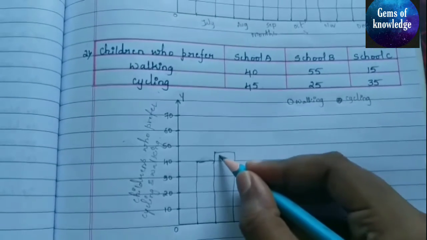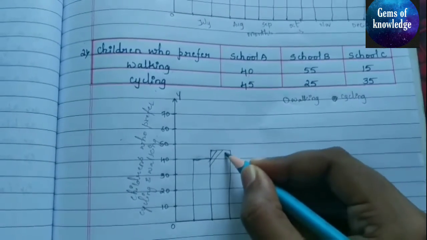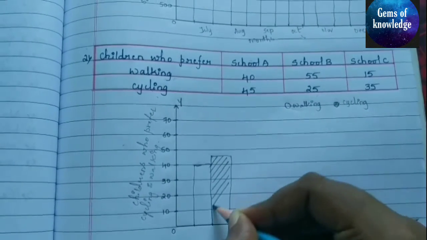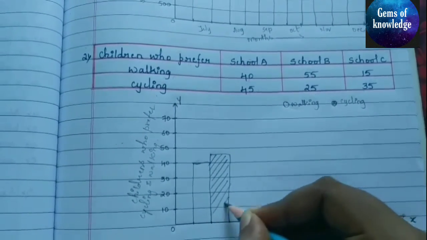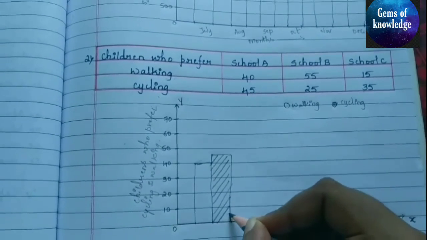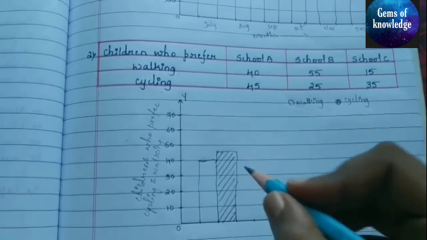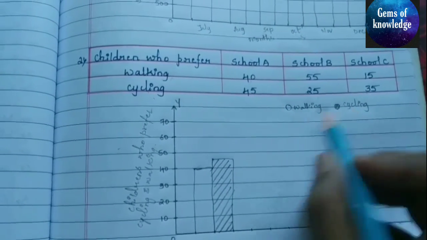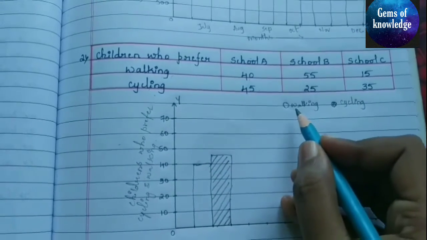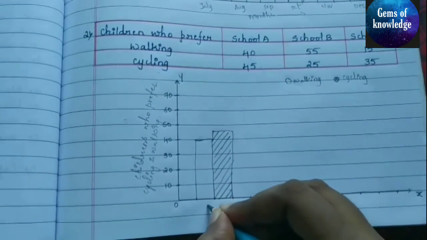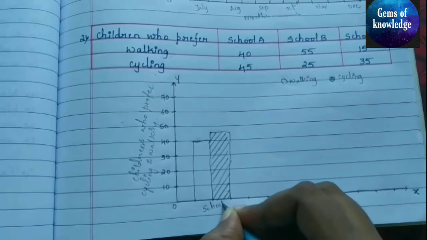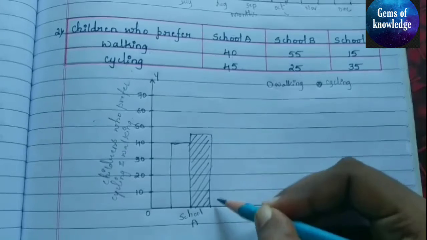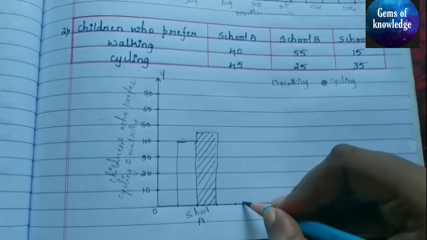This must be marked by stripes to show it is cycling. Let me repeat once more, use your scales here. This part shows us the cycling part, whereas this part shows us the walking part. This is of school A. Then again we have to leave one more centimeter here and start for school B.